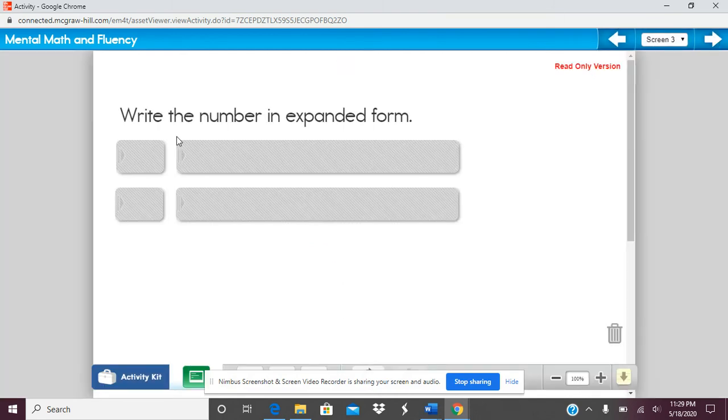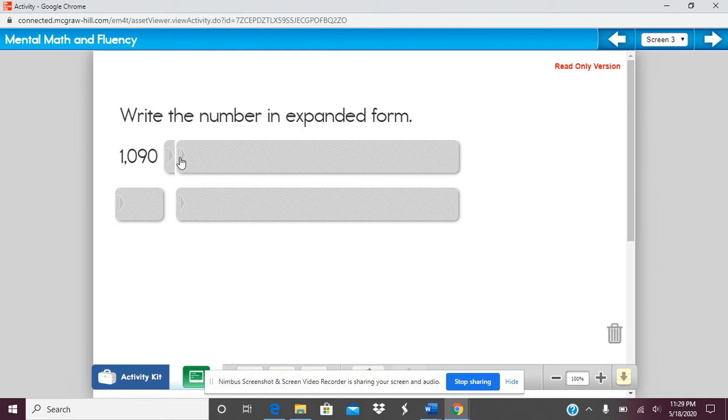All right, write this number in expanded form. Woo, we got some big ones here. We are in the thousands, but you got this. If you can do two-digit, if you can do three-digit, then you can definitely do four-digit. You know how to do it. Just adding an extra number in the front, adding those thousands in there.